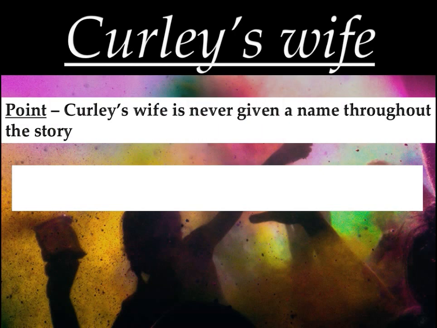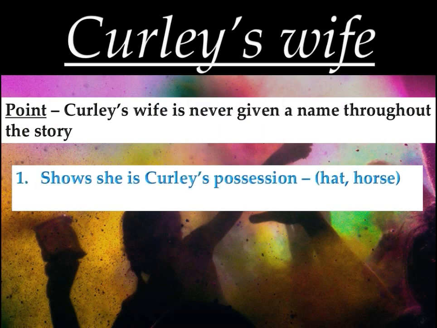My point is Curley's wife is never given a name throughout the story. And then basically I'm going to explain why I think she hasn't. 3 reasons why she's not given a name, why I think that. My first reason is that it shows she's Curley's possession. So just like his hat or his horse, she's his possession, just like them. And to be honest, he doesn't really value her above them.